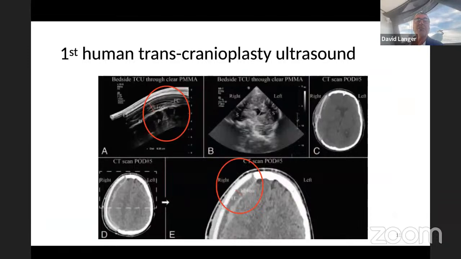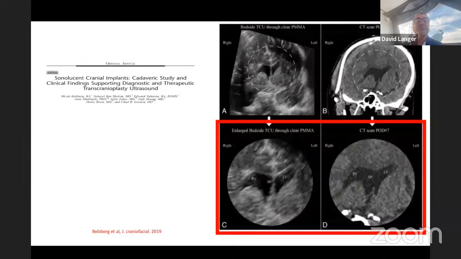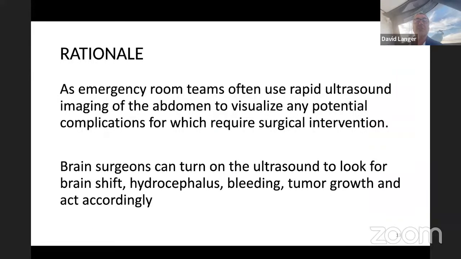This is actually the first human transcranioplasty ultrasound. You can see there was a small subdural here that was picked up by the ultrasound. You can see the implant and the subdural very easily picked up through that window. Here was one of the early papers out of Hopkins showing in a cadaveric study support for diagnostic ultrasound and potentially therapeutic transcranioplasty ultrasound.